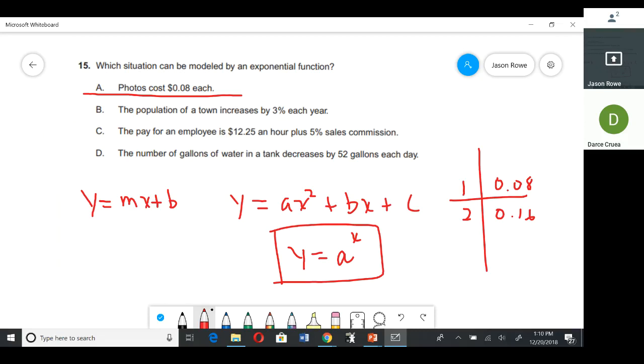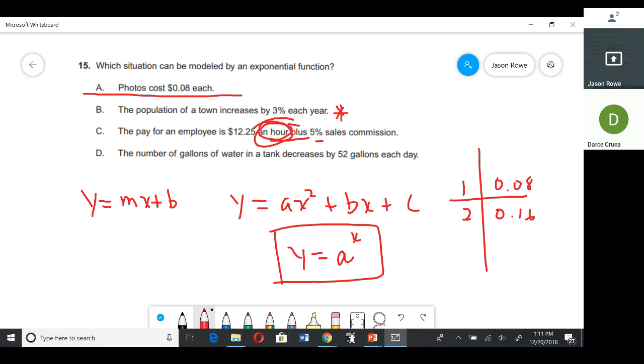The population of the town increases by 3% each year. I kind of like that one. I really like that one. Let's star that one. Let's take a look at the other two though. The pay of an employee is $12.25 an hour plus 5% of sales. So we're adding something each time, but it's still an each. An hour kind of makes that one not exponential. It's going to be linear if you think about it.